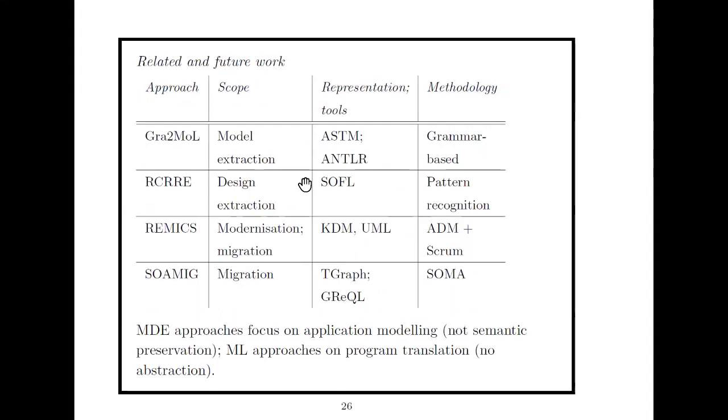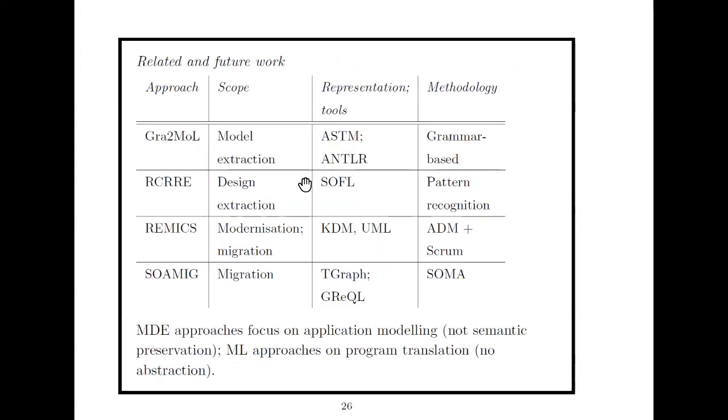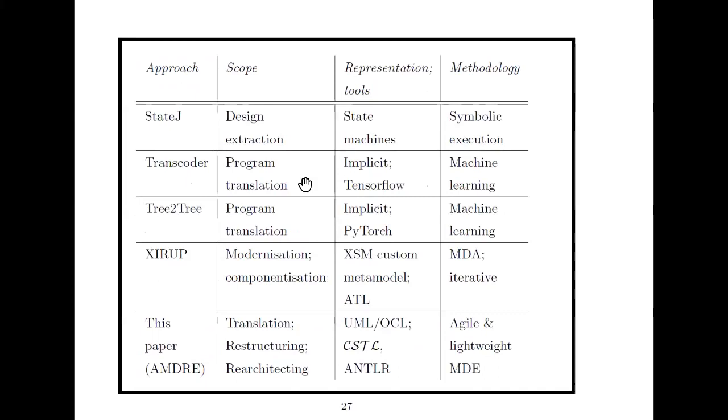For related and future work, here we have the list of the related work and the approaches they have used compared to our approach. For example, here, Remix, they have modernization migration. They have used Agile as we did, but most of this related work has focused on the translation from one program to another, not semantic preservation, while in our approach, in addition to the translation, we also focus on the semantic preservation of the code.